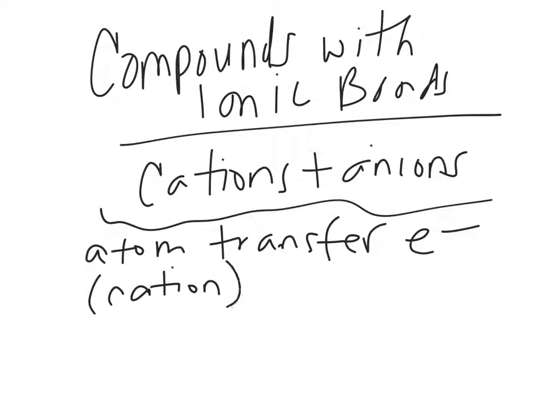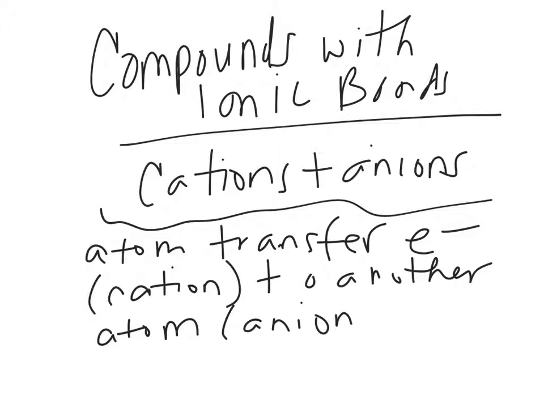It's transferring them somewhere else. And it's transferring them to another atom into its valence shell. And when that atom gains the electrons, it becomes negatively charged to form the anions. So the bond happens when one atom transfers its electrons to another to form the cation and the anion that then attract one another because positive and negative charges are attracted to one another.